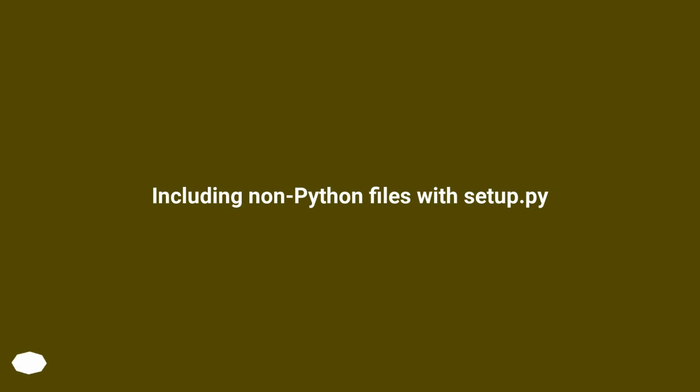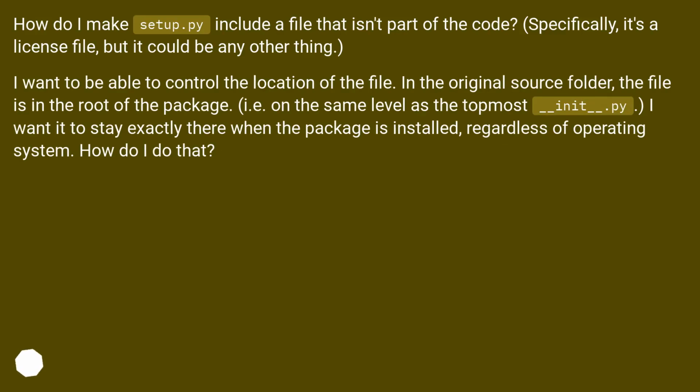including non-Python files with setup.py. How do I make setup.py include a file that isn't part of the code? Specifically, it's a license file, but it could be any other thing. I wanted to be able to control the location of the file.